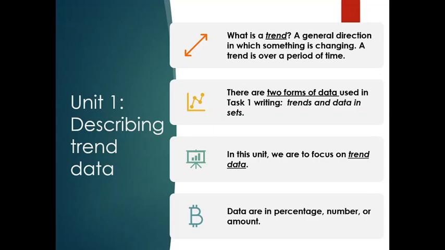There are two forms of data used in task 1 writing. We have trends and data in sets. In this unit, we are going to focus on writing trend data. Next, the data are in percentage, number, or amount. So you have to be careful what kind of information is given in the bar chart or in the graph or in a pie chart.